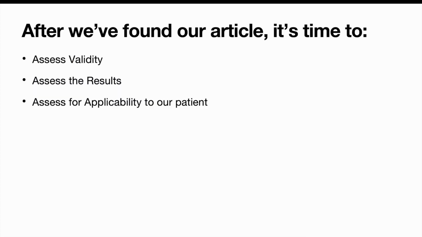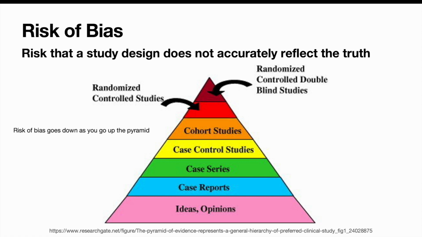So we found our article. After we found our article, it's time to assess validity or risk of bias, assess the results, and assess for applicability to our patient. So the first thing we do is we assess validity, and remember, let's go back to look at this risk of bias pyramid.